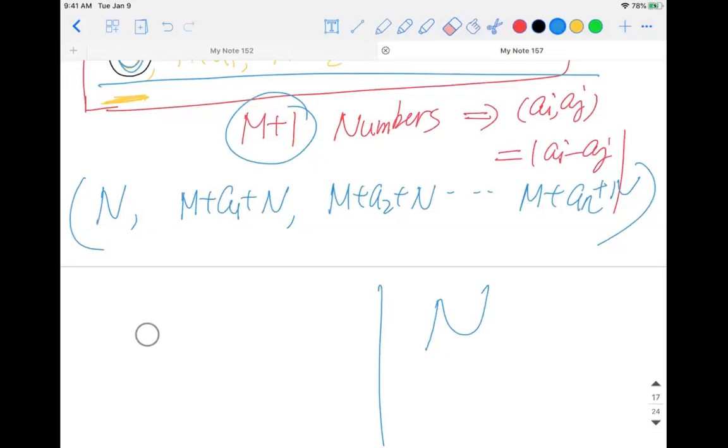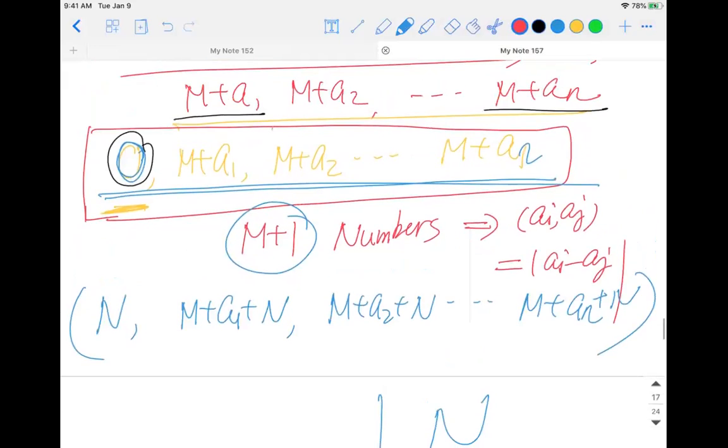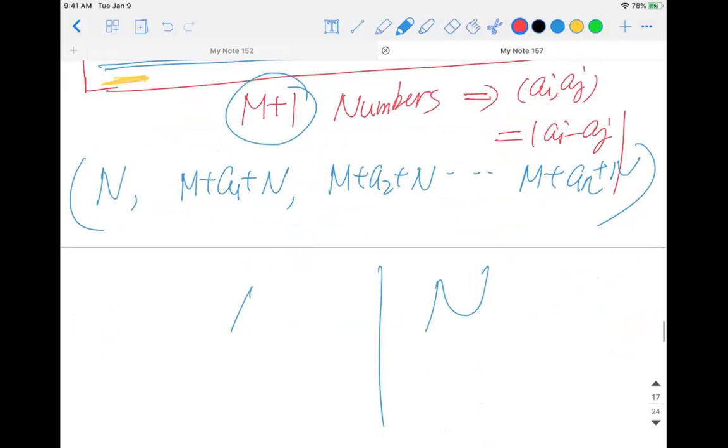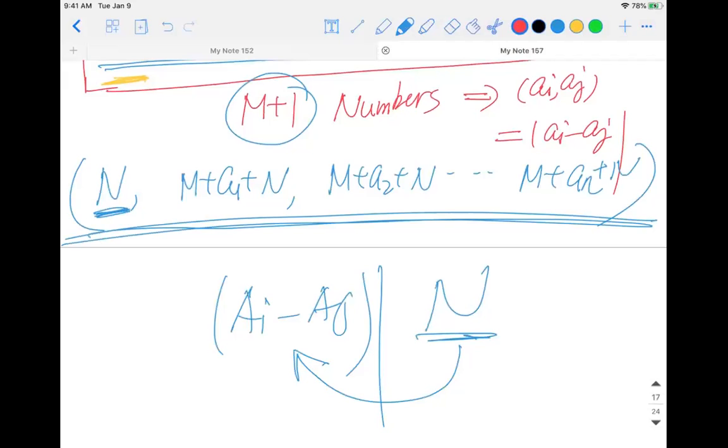As long as I can make sure, for those numbers, I'm going to call them A1, A2, A3, up to A_{n+1}, that A_i minus A_j is a multiple of this n, then I will be able to construct such an n and construct such an n plus 1 number.